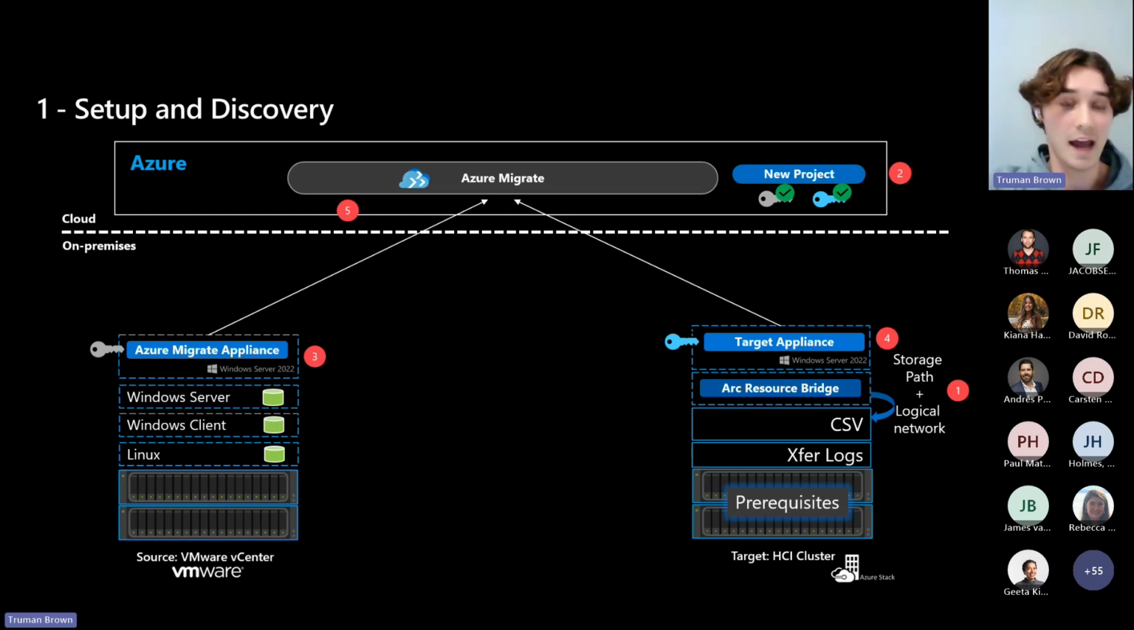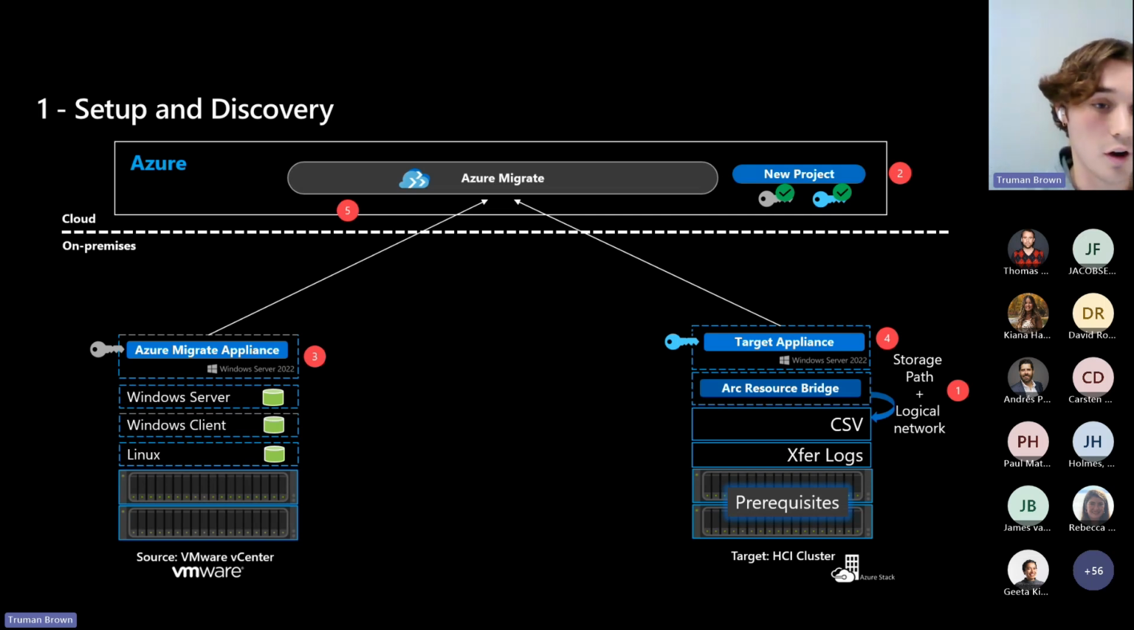So the first step in any migration using our solution is setup and discovery. So just a few prerequisites to call out is that you will need at least one storage path and logical network configured on your target HCI cluster. You can have more than one, but you need at least one that the migrated VMs will use. And then the user would go in and create a new project, and they would generate a source appliance key. This is basically a hash text that will kind of link the cloud to the on-premises environment.